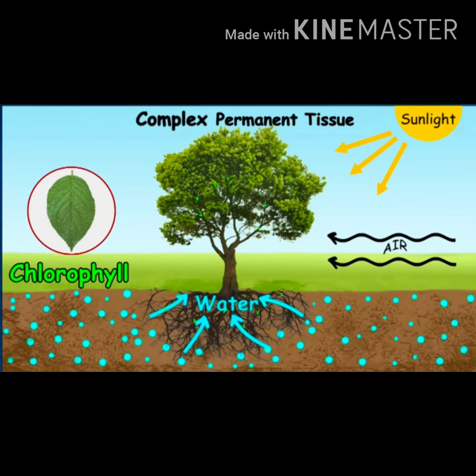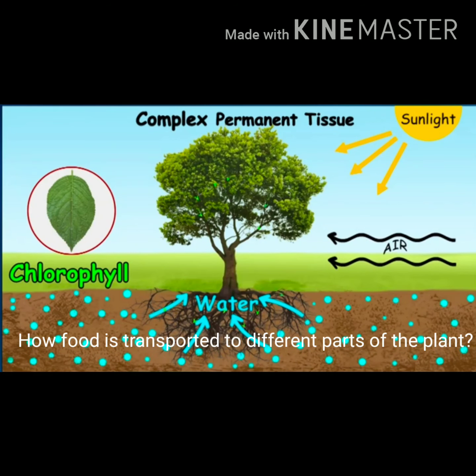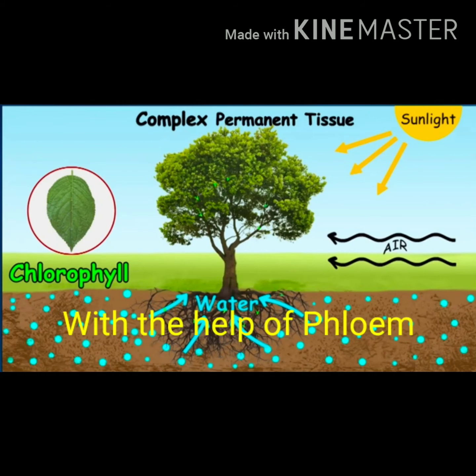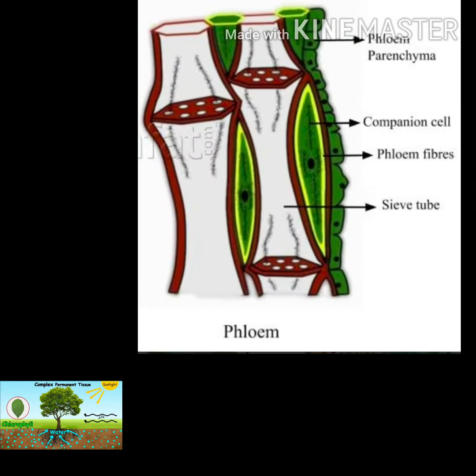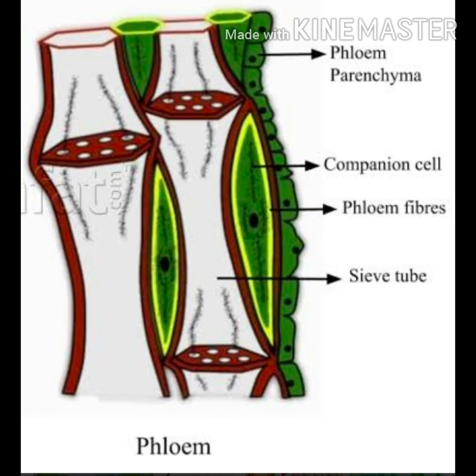Now you know that plants prepare their food through the process called photosynthesis. But how is the food transported to different parts of the plant? Cells can carry out different functions and prepare their food again. That's with the help of phloem. Food is prepared by the leaves, but it is transported to different parts of the plants with the help of phloem. So let's talk about the parts of the phloem in detail.